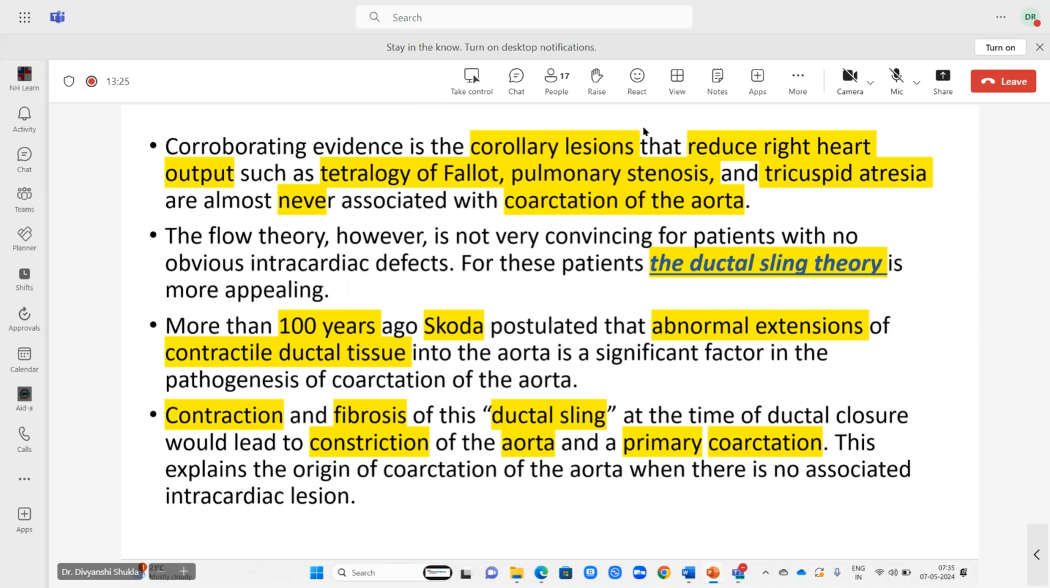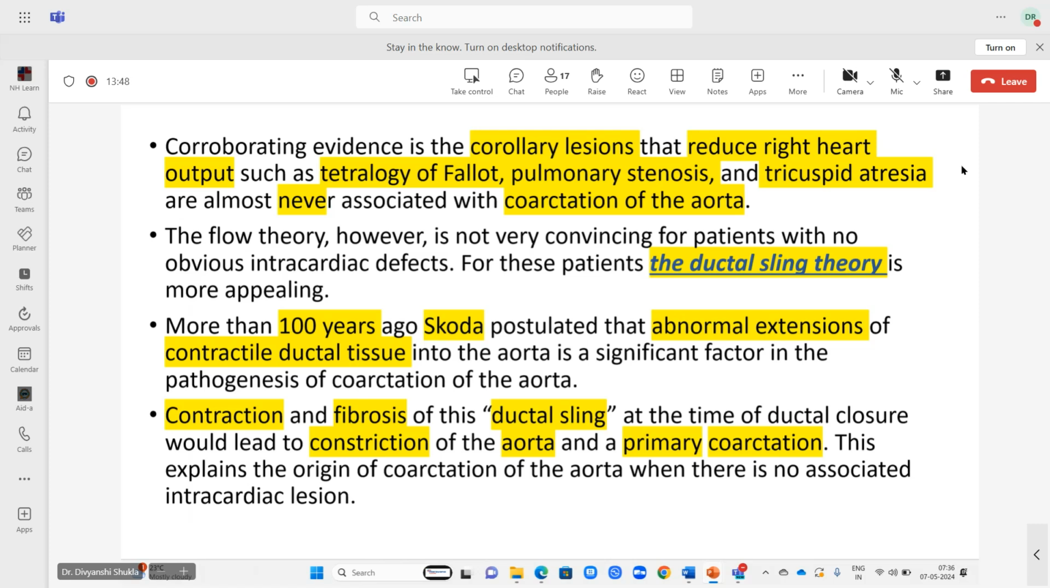The flow theory, however, is not very convincing for patients with no obvious intracardiac defect. For these patients, the ductal sling theory is more appealing. More than 100 years ago, Skoda postulated that abnormal extensions of the contractile ductal tissue in the aorta are a significant factor in the pathogenesis of coarctation of the aorta.